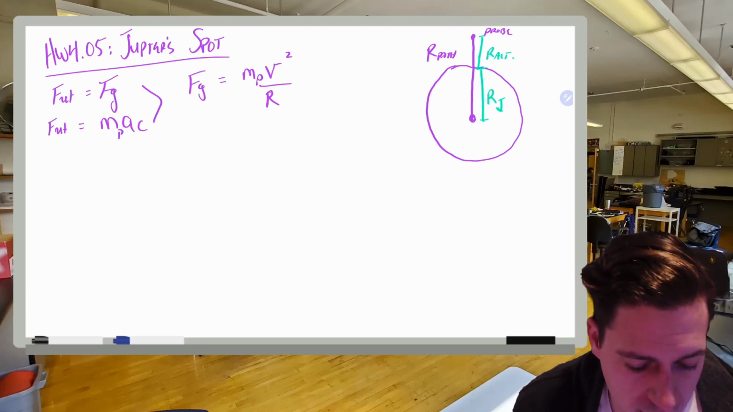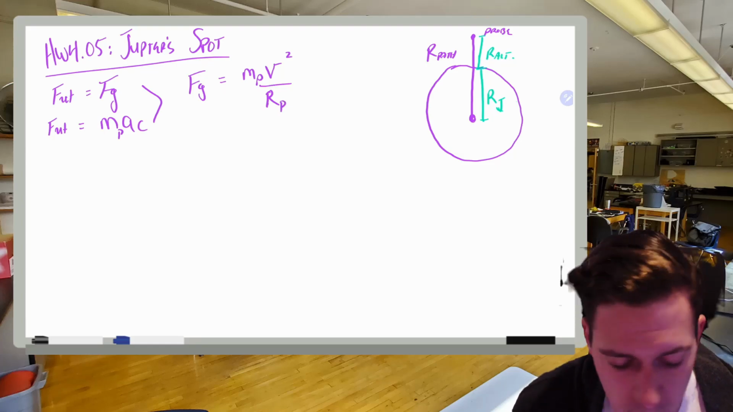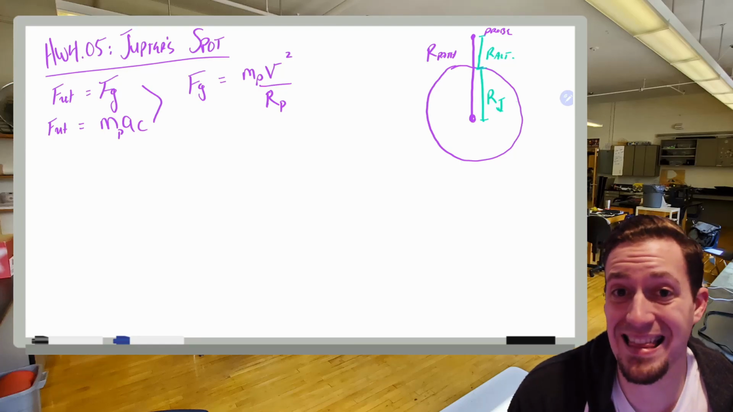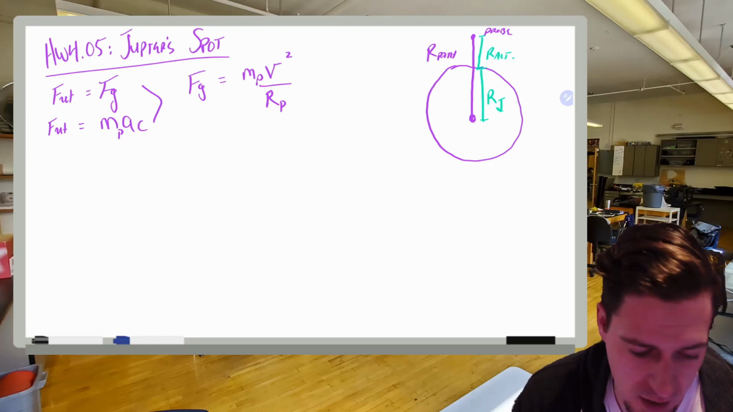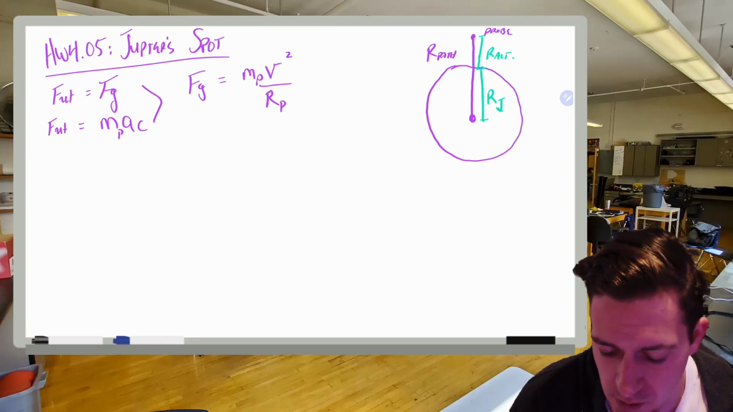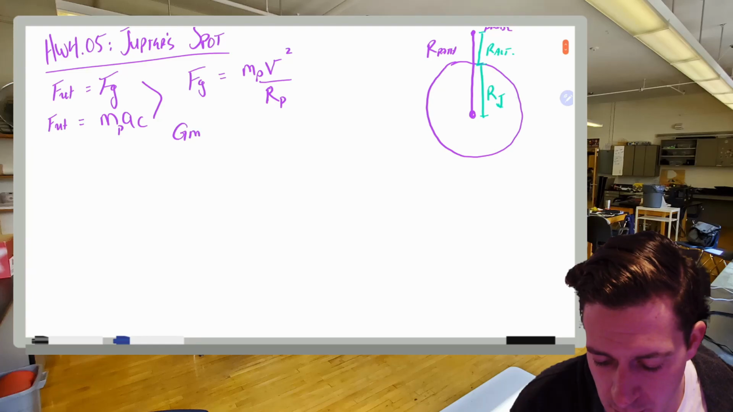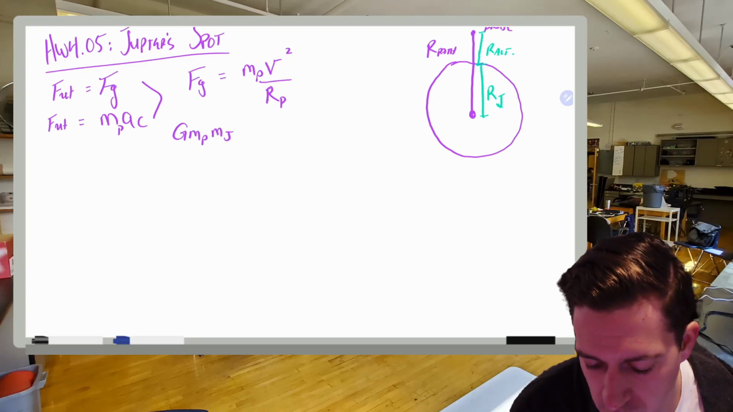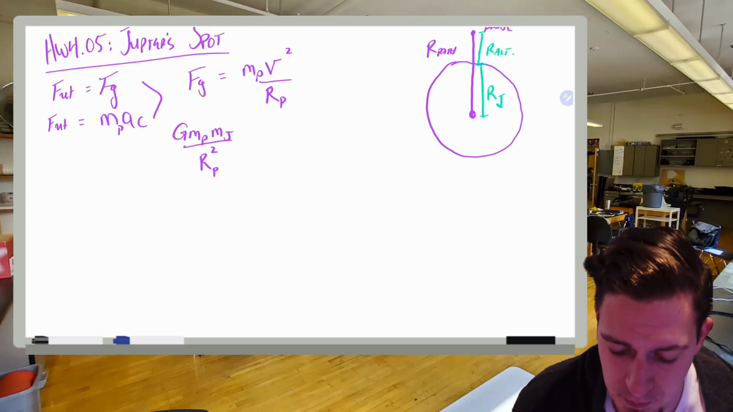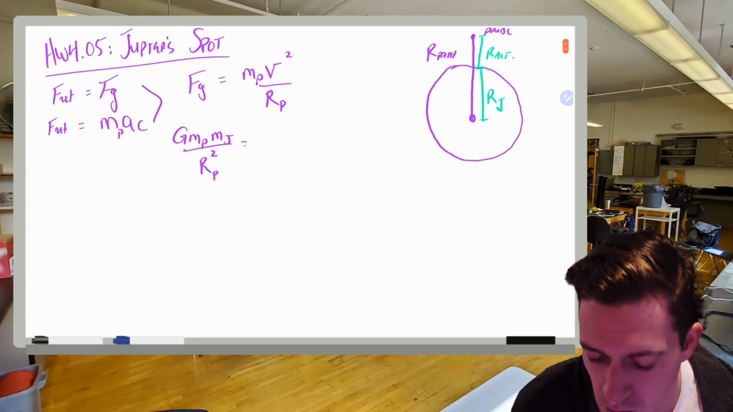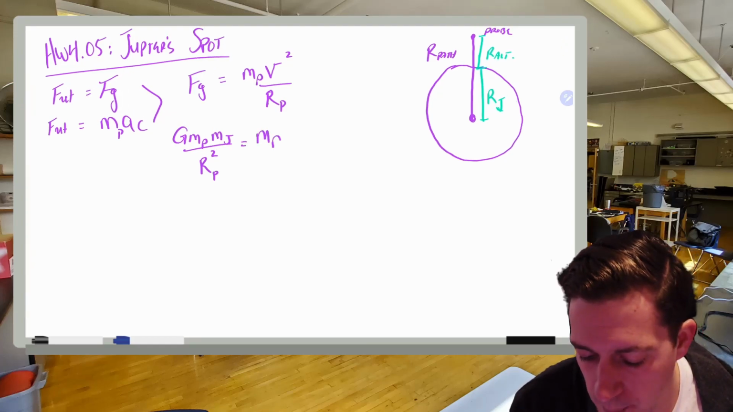But if we think about what r this actually is, I'm going to put r P here, meaning path, or you can think of where the probe is. So this would be big G, mass of the probe, mass of Jupiter, divided by r squared, and this would have to be r P, because it's from center to center. And this would be equal to m P v squared divided by r P.